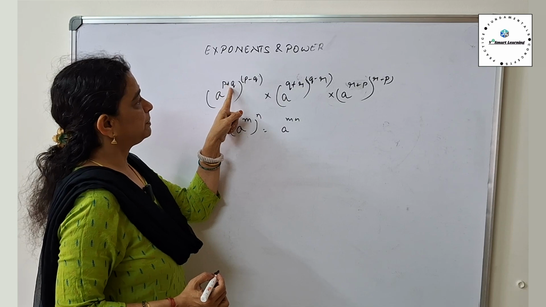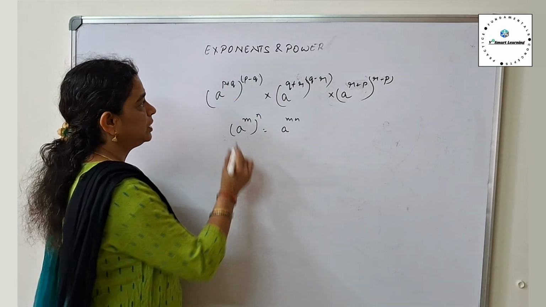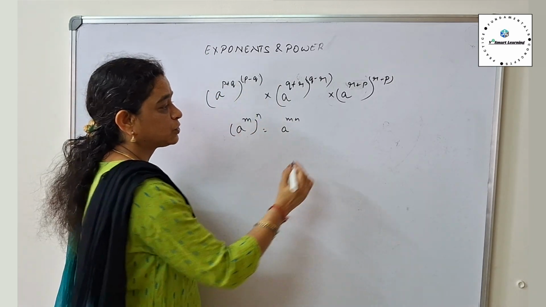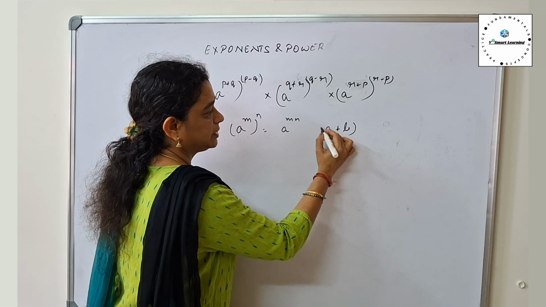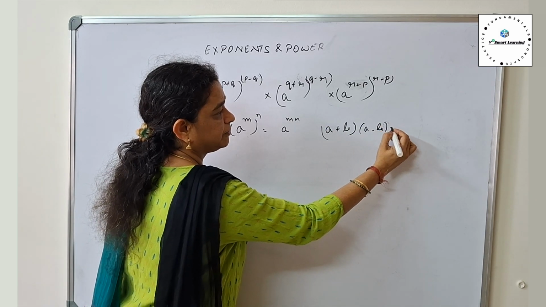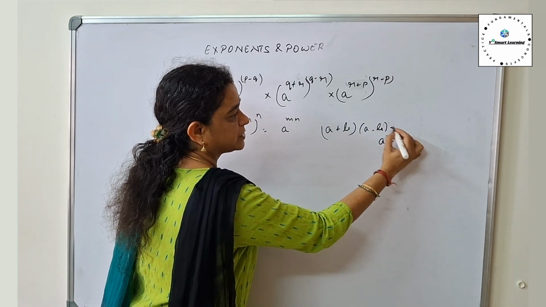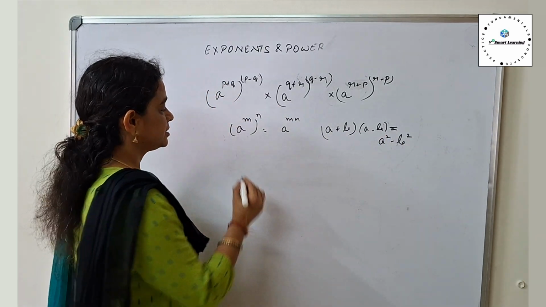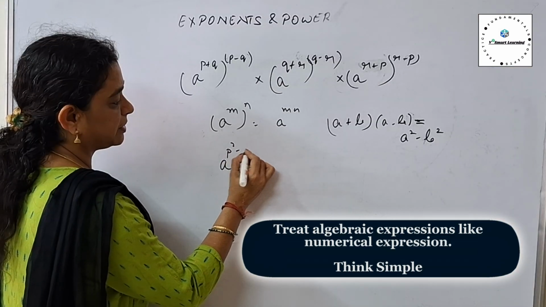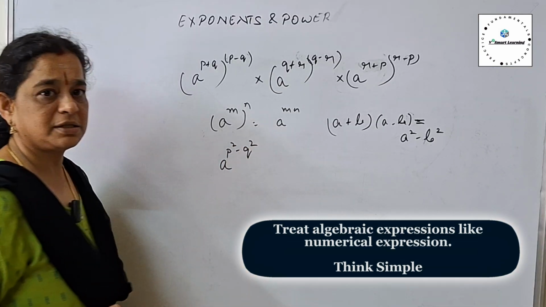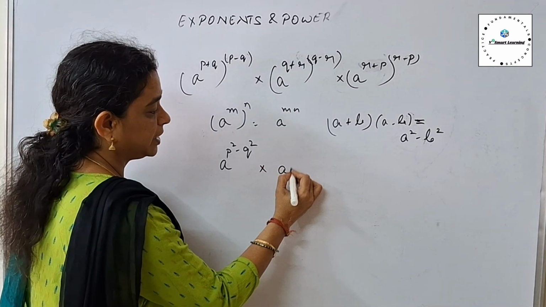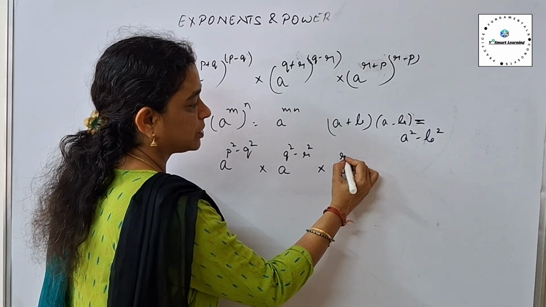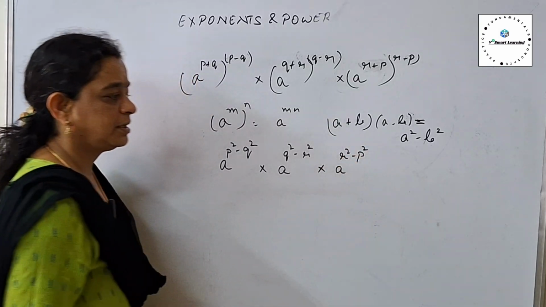So (a^(p+q))^(p-q) is a to the power of (p+q) into (p-q). So we apply this particular algebraic identity, a squared minus b squared. (a+b) into (a-b) is a squared minus b squared. That identity will be applied here. So this will become a to the power of p squared minus q squared. This will become a to the power of q squared minus r squared. You can easily guess what is the other one, r squared minus p squared.